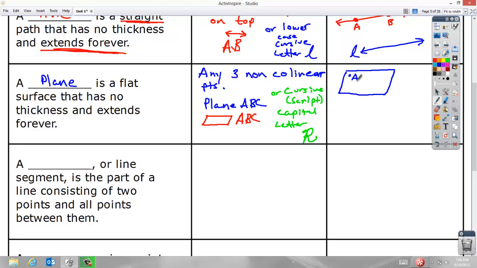Here's my A. Here's my B. Here's my C. So I have a plane. It has three non-collinear points, A, B, and C, and I named it plane ABC. That's how you'll see it in your book and in your assignment.